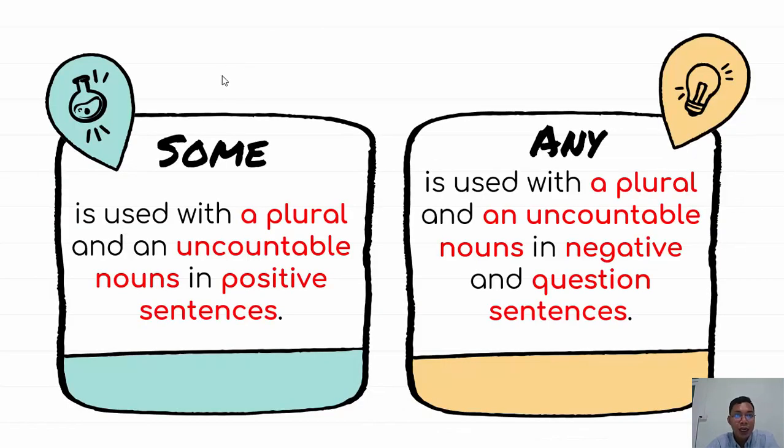Alright, let's conclude these two. The first one is some and the second one is any. Some is used with plural and uncountable nouns in positive sentences only. Positive (ประโยคบอกเล่า). Any is used with plural and uncountable nouns in negative and question sentences.